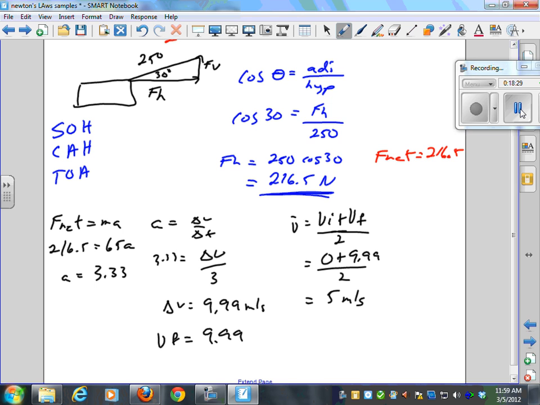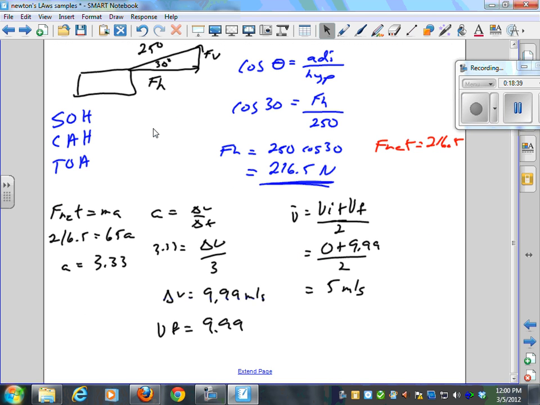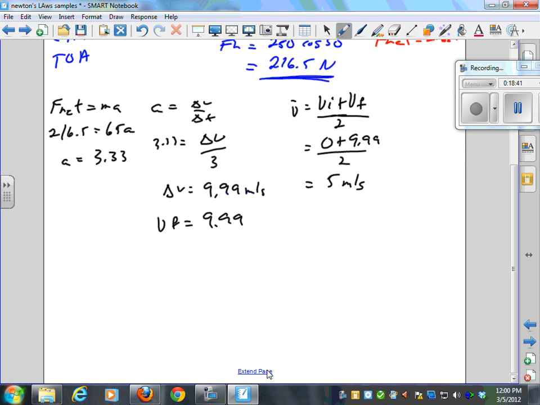How much more do we have to do? Just one more, right? We've already found the final velocity and the distance travelled in 3 seconds. V bar equals D over T. I'm going to give myself a little bit more space here. What's the average velocity? 5. I'm solving for distance. The time was 3 seconds. The displacement was 15 meters.